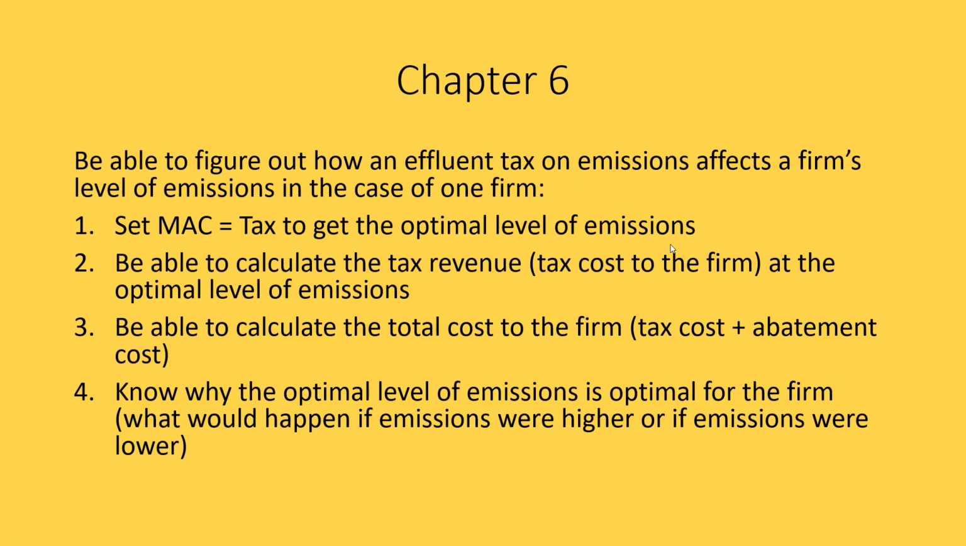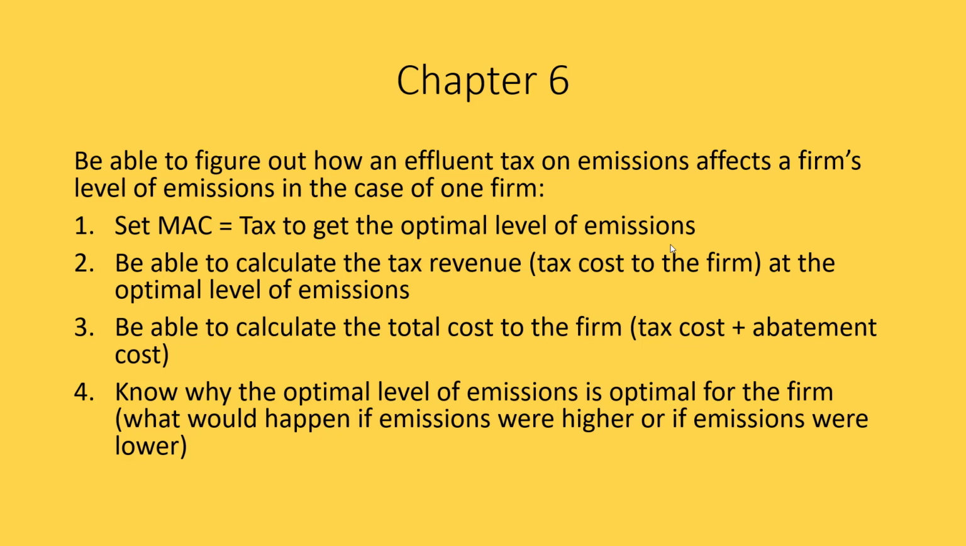So with that in mind, be able to figure out an effluent tax on emissions and how that affects a firm's level of emissions in the case of one or multiple firms. So starting off with one firm, just set the marginal abatement cost curve for that firm equal to the tax in order to get the optimal level of emissions, and then be able to calculate the tax revenue or tax cost to the firm at the optimal level of emissions. Remember, the tax cost to the firm is the same as the tax revenue collected by the government, right? It's the same number. Wherever the firm pays the government, the firm would refer to it as a tax cost. The government would refer to it as tax revenue.